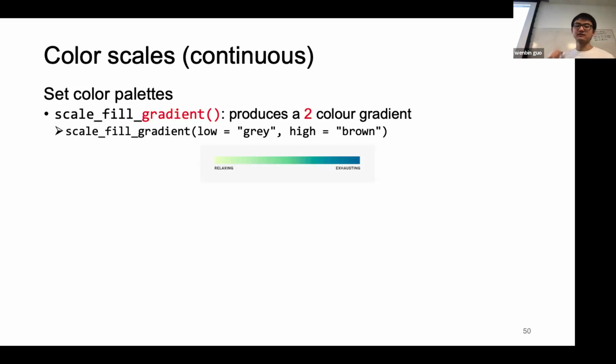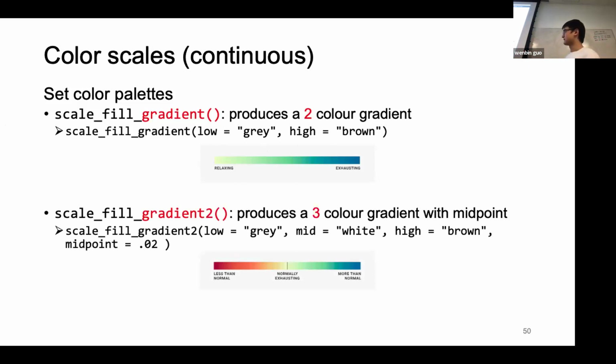So you can specify the low color to be one color, and the high to be another color. This gradient will produce a 2-color gradient from low to high, monotonically increasing. And if you want to have a diverging color series, you can use gradient 2. This will give you a 3-color gradient with the midpoint specified. So we will have to specify what's the low, what's the mid, and what's the high. This is particularly useful when you are displaying the direction and also the strength.